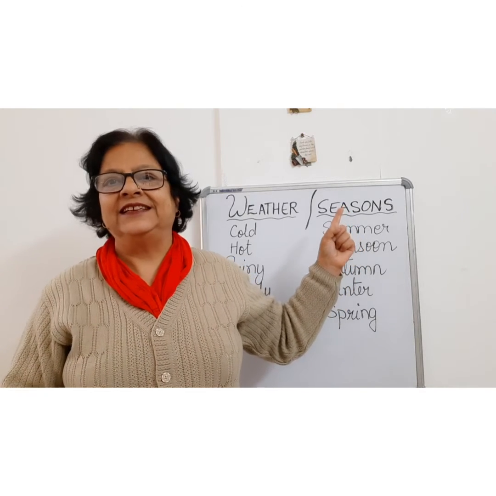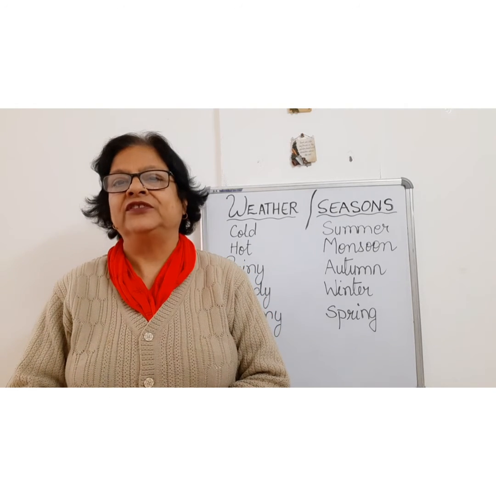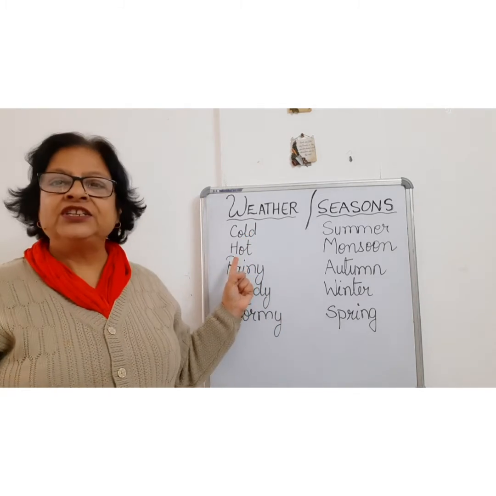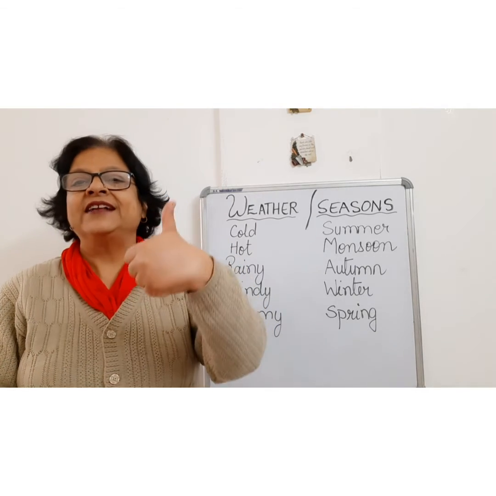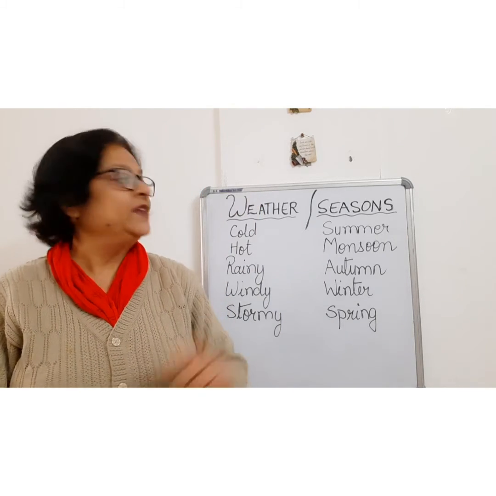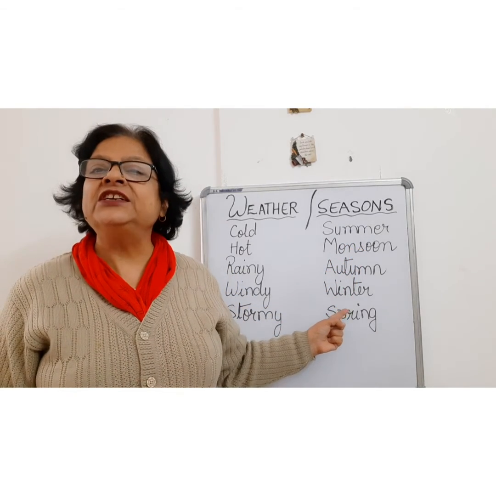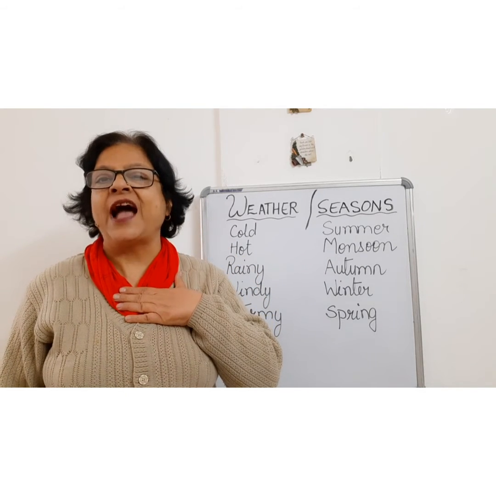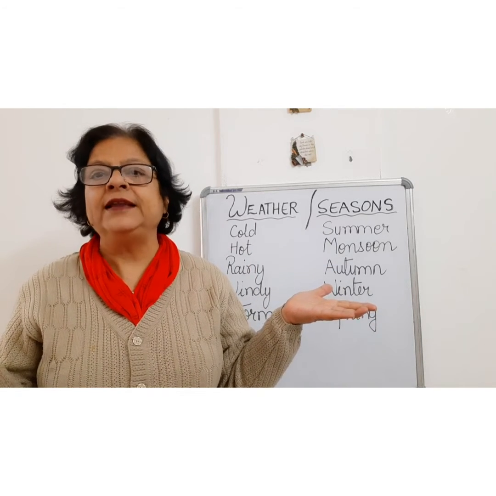Weather and season. So first, to talk about the weather, there are various kinds of weathers which we are going to study today. It could be cold, it could be hot, rainy, windy, stormy, right children? Whereas in seasons, we have 5 types of seasons in India. And they are summer, monsoon, autumn, winter, and the spring seasons. So children, today we are going to study about the various weather conditions and the seasons we find in India.